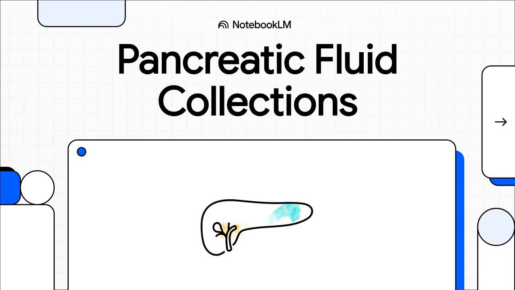All right, hey everyone. If you've ever been on a GI or surgery rotation, you know this patient. They come in with pancreatitis, and then weeks later, a CT scan shows a new fluid collection. It can be pretty confusing. So today, we're going to break it all down and build a really simple, powerful framework so you know exactly what you're looking at and, more importantly, what to do about it.